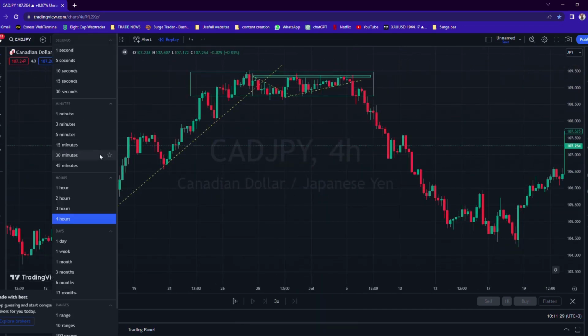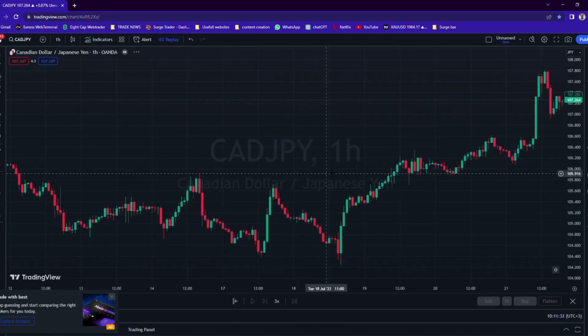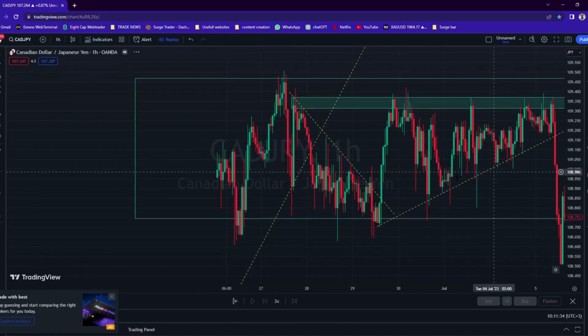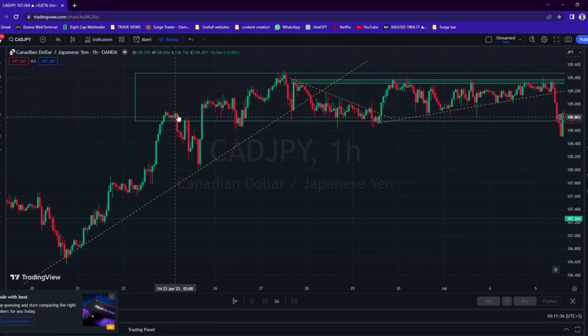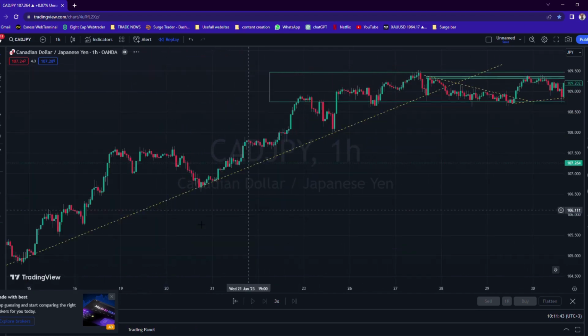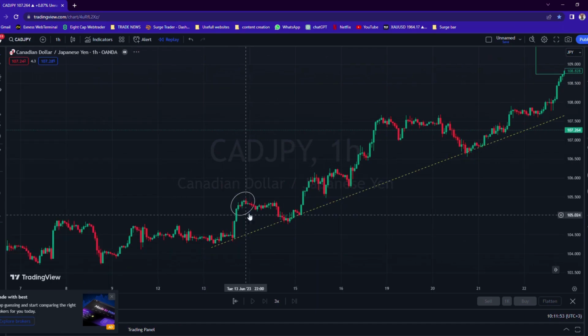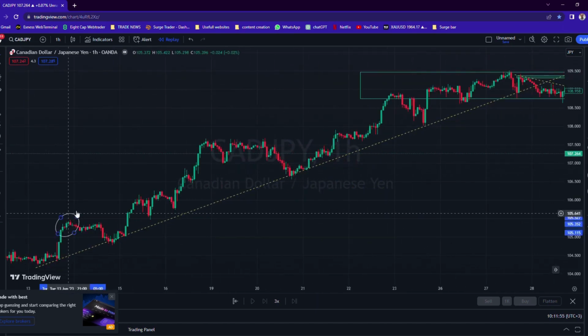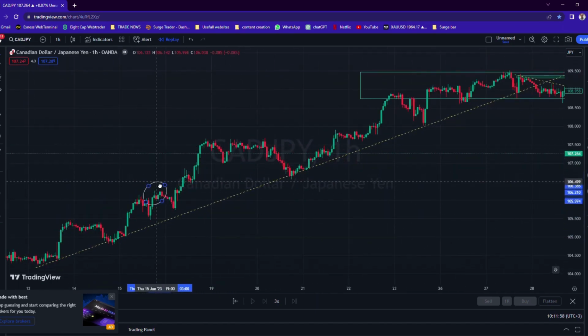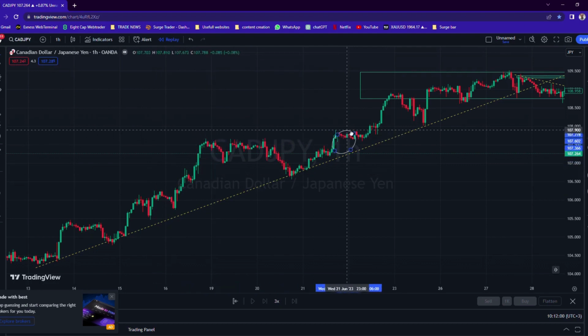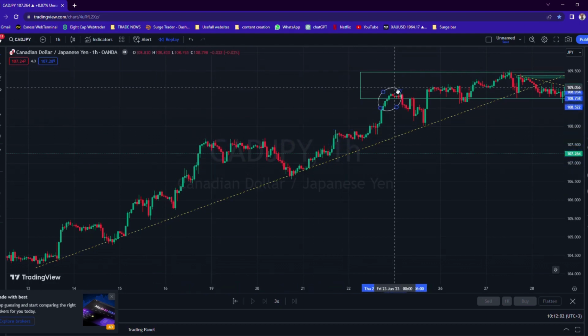If we jump into the 1-hour chart, we can see some clear market structure right there. This is the upward trend that was being created, and as you can see, we have higher highs being created all over the trend. We have one higher high right here. This is a high, this is another high, another one, and another one. You can see price is just moving to the upside.